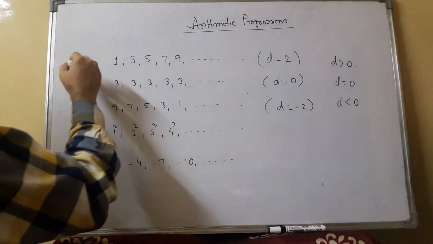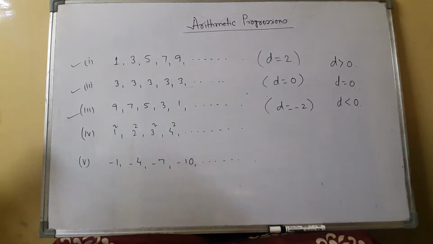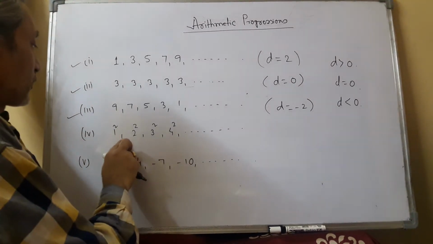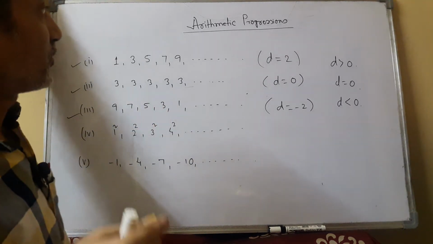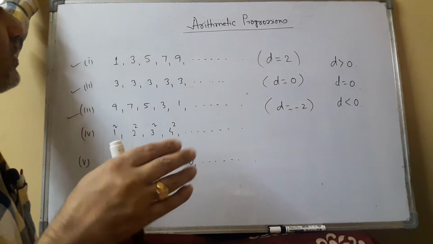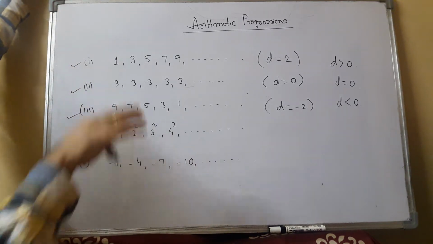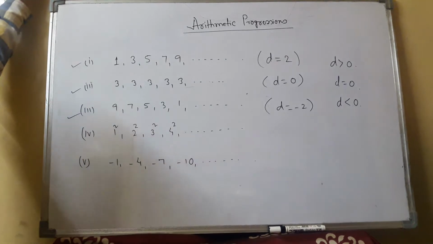So these three are sequences, AP. Sequence is the most general term under which there are different types of progressions like GP, geometric, harmonic, out of which I am only discussing today about the arithmetic progression.